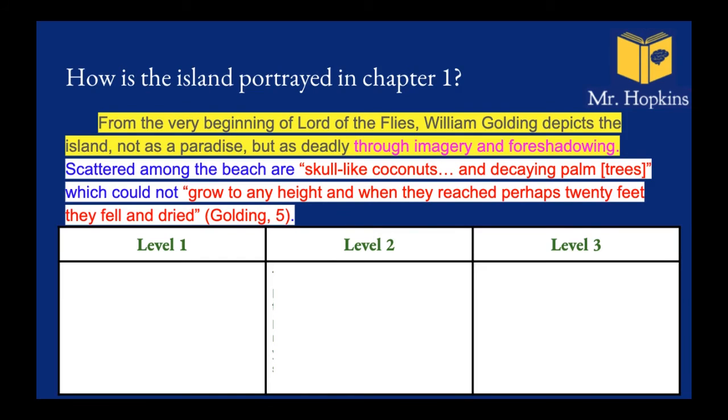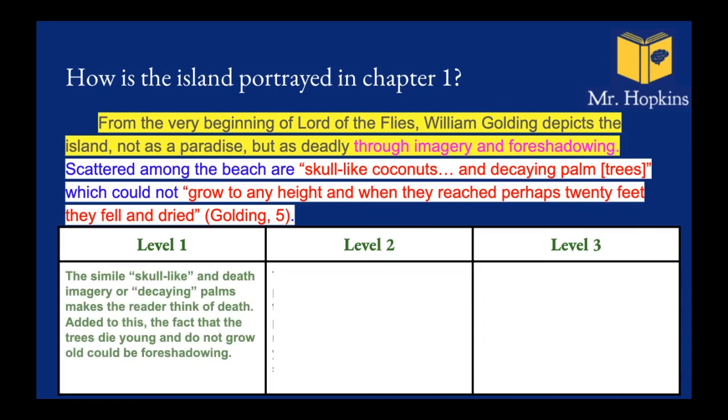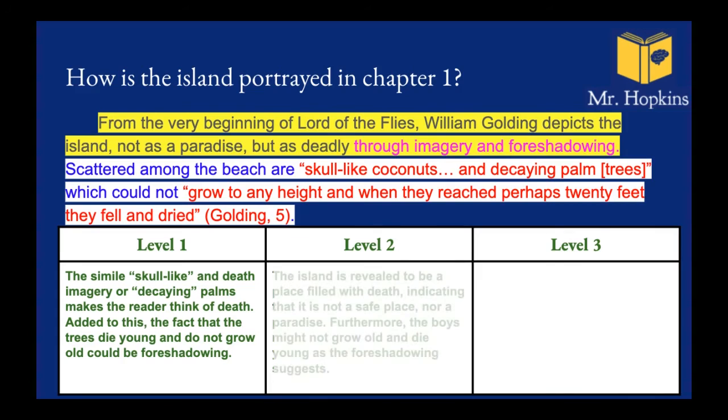So level 1, what things do I notice there? Well, definitely, skull-like coconuts is a simile, and decaying palm trees added with that is like death imagery. So I've got some literary devices there. Also, the fact that trees don't grow to any height and they die young could be a piece of foreshadowing. So the simile skull-like and death imagery or decaying palms makes the reader think of death. Added to this, the fact that trees die young and do not grow old could be foreshadowing.